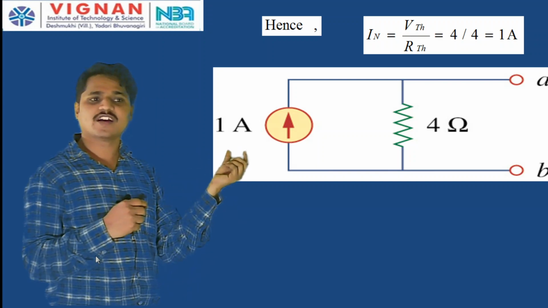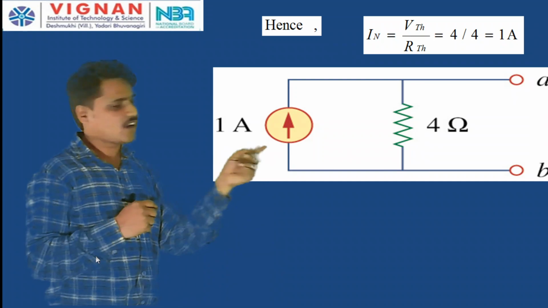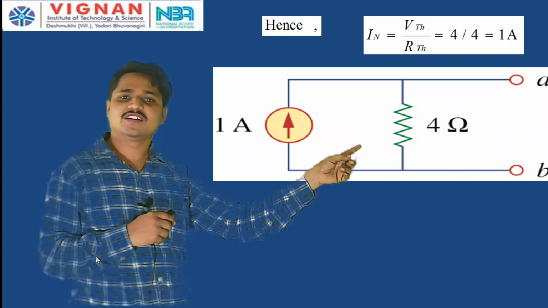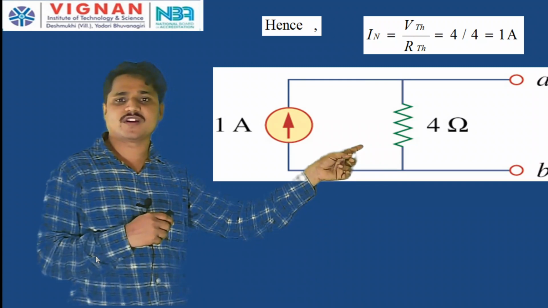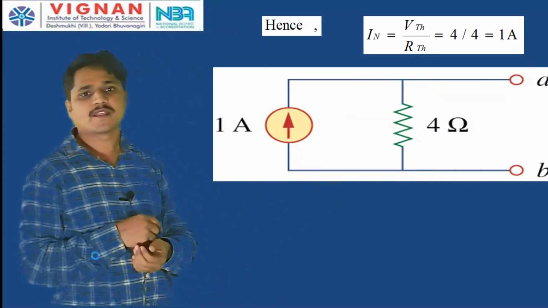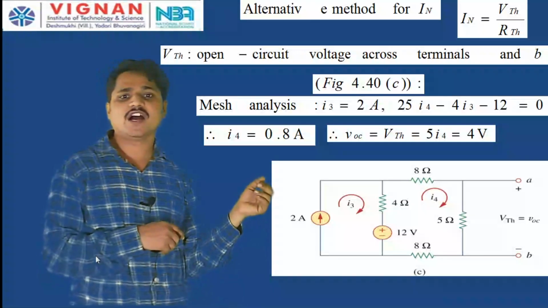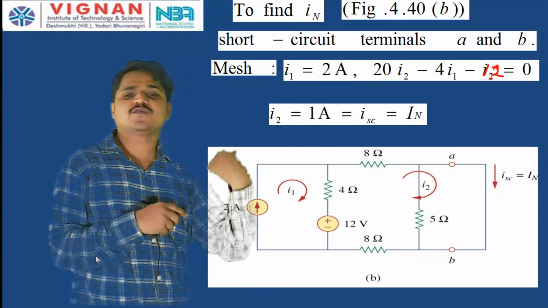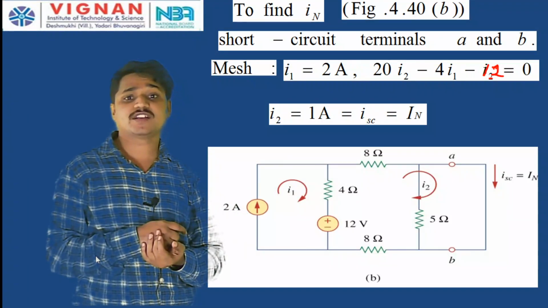See, what is the Norton current? 1 ampere we got, and Norton resistance is 4 ohms. So, this is the equivalent network, the Norton equivalent circuit for the given network across the same terminals A and B. Now, see, this is one method to approach. Now, we can also find the Norton's current by using the Thevenin's theorem.